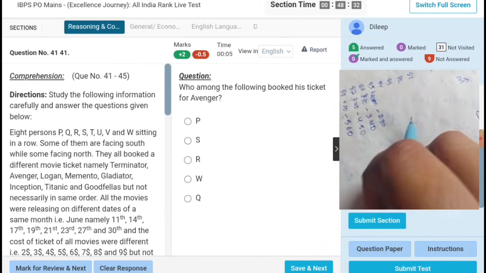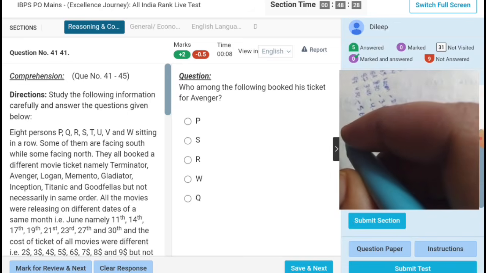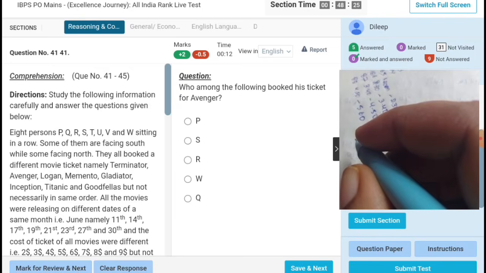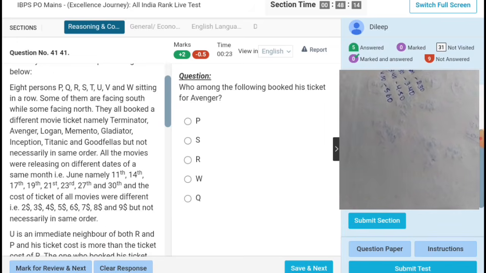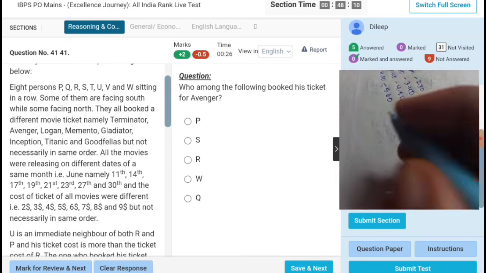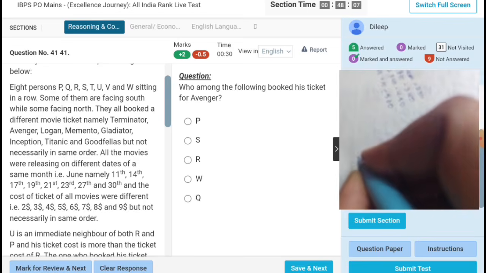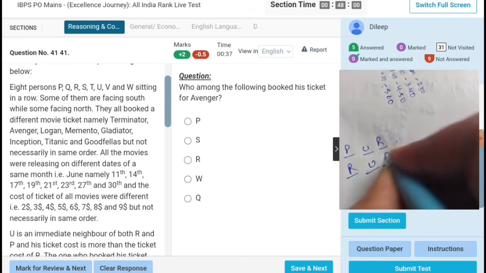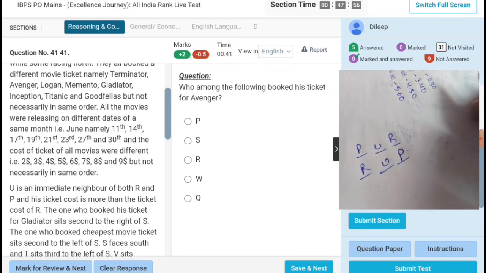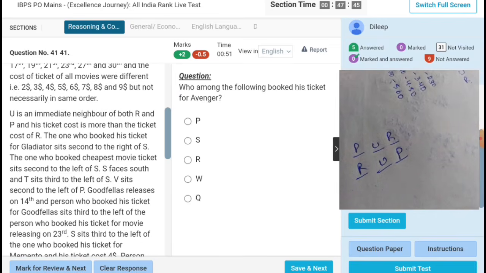Eight persons are sitting in a row, some of them facing south while some are facing north. They all booked a different movie ticket, namely... So U was an immediate neighbor of both R and P. And his ticket is more than R. The one who booked the ticket for Gladiator is second to the right of S. T is third to the left of S. E is second to the left of P.